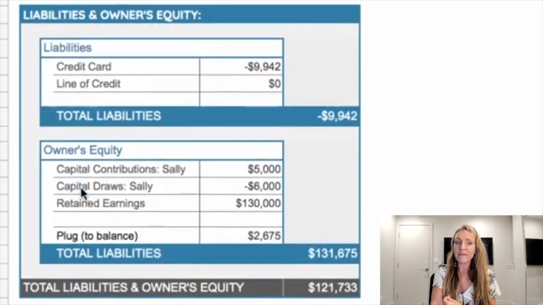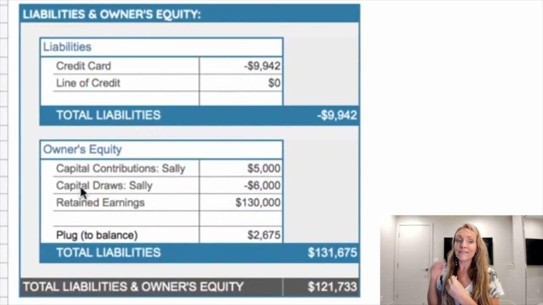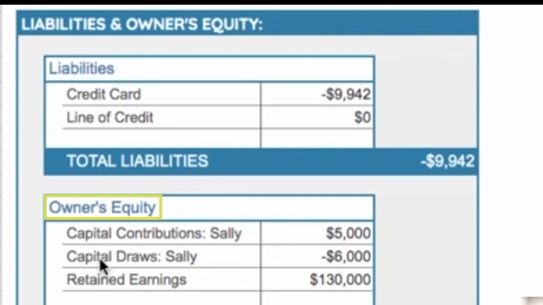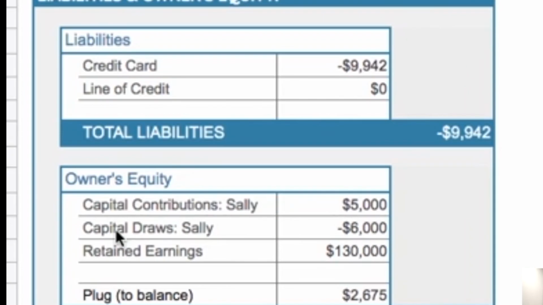Then the second main section on the balance sheet is liabilities and owner's equity. And you can see within this section, we have our total liabilities. That's everything the business owes, like loans, credit cards, mortgages. And then owner's equity, which is everything attributed to the owners. So you can see our first two accounts are capital accounts for Sally. So as the owner of an LLC, if Sally puts money into the business, that's a capital contribution.